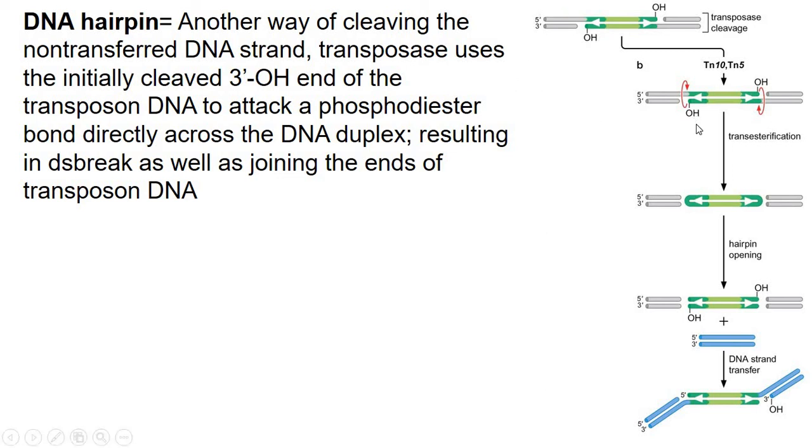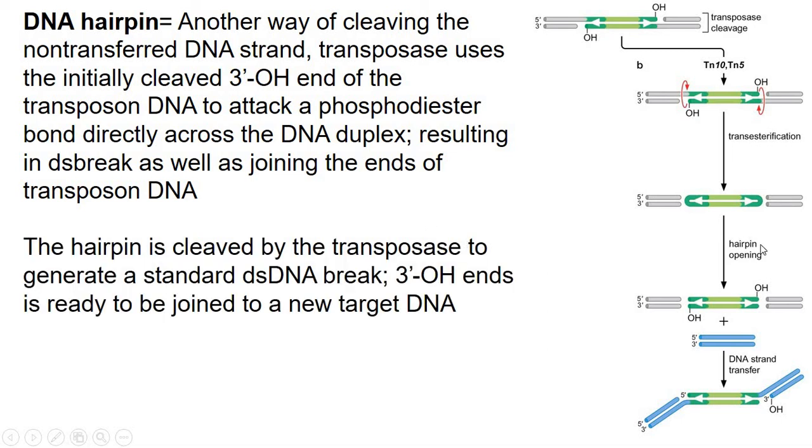So what happens in this transposable activity is that this hydroxyl group will break this end here. Once both ends are cut, then the esterification reaction will close these ends. That's why it's called a hairpin, because it looks like a hairpin.